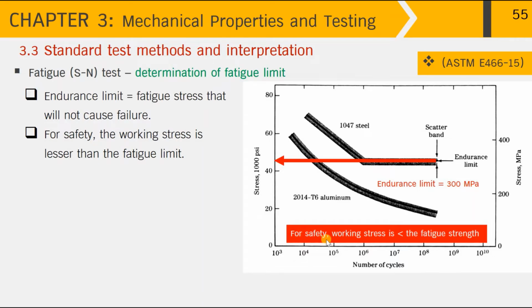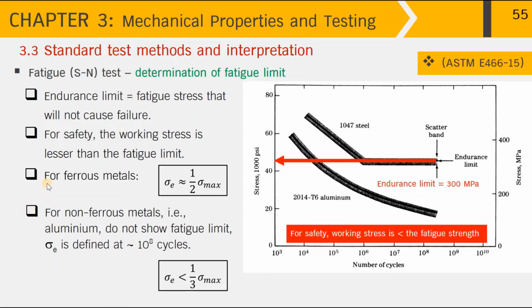And therefore, for safety reasons, the working stress is designed under the level of fatigue strength. Over here are some examples of the fatigue strength in relation to the ultimate tensile strength. First, for ferrous metals such as steels and cast iron, the fatigue strength, which is sigma E, may be approximately half of the maximum tensile strength.